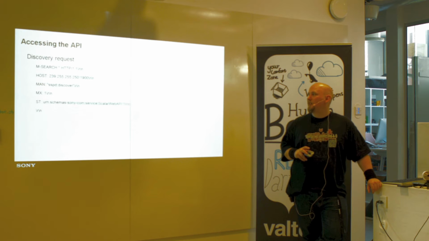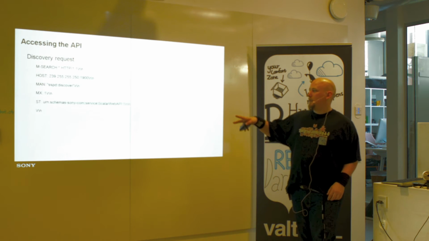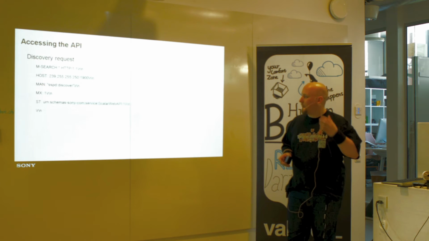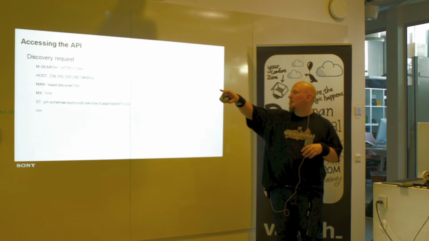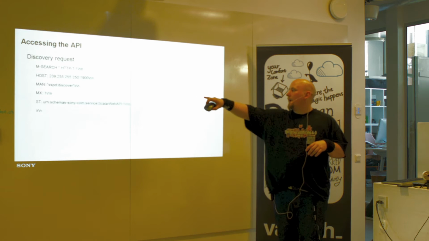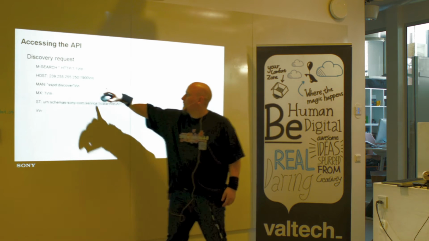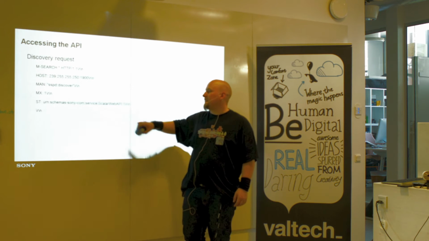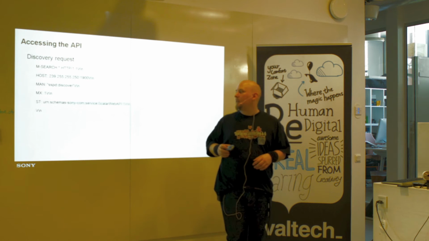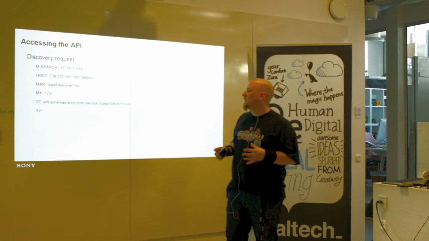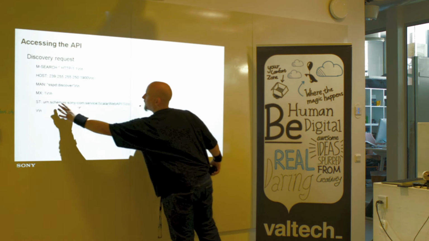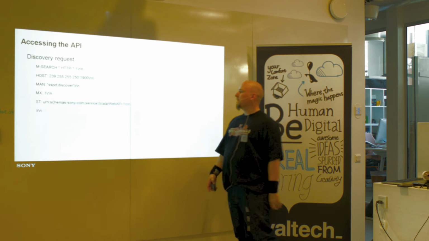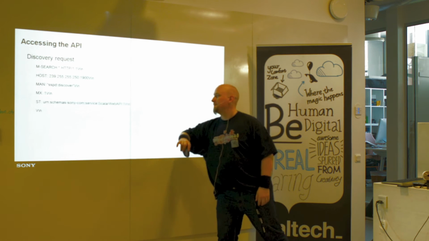Here's an example of a discovery request. As you can see, it looks just like a normal HTTP request, just that instead of GET or POST, we put mSearch in the beginning, and we just send it to this host. And here is the important part, ST, search target. This specifies what we're looking for. So you can see we're looking for a Sony scheme, and we're looking for this API, and with this version.